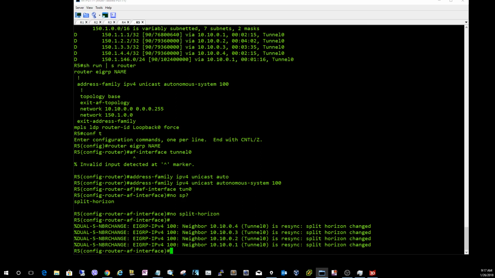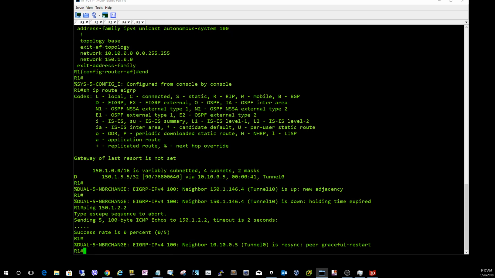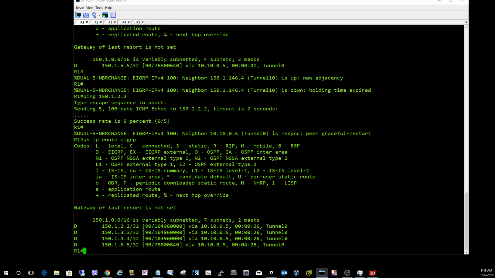And you'll notice it did a resync. On router 1, earlier, we were only learning the router 5 loopback via the overlay. So now if you do show IP route EIGRP, it's going to start learning all the other loopbacks from the other routers. Okay, so that's it.